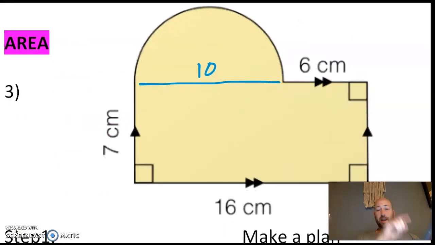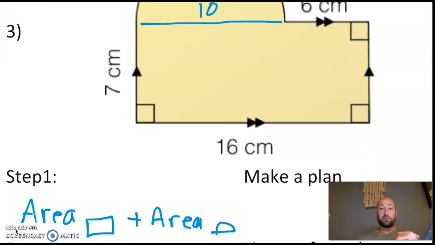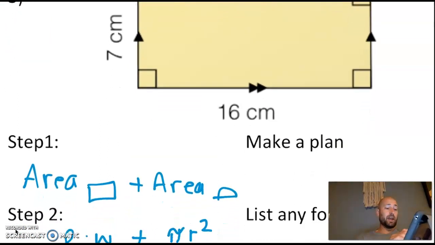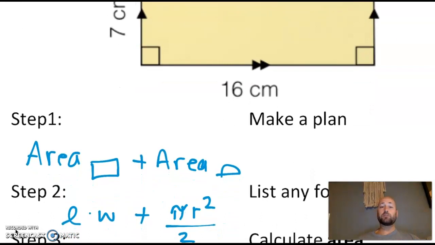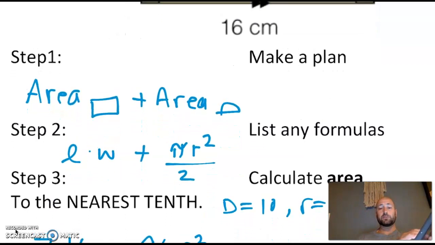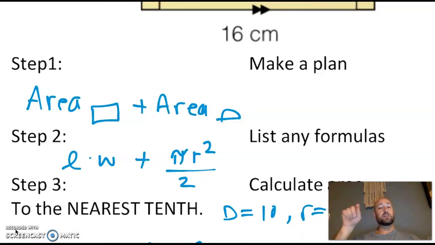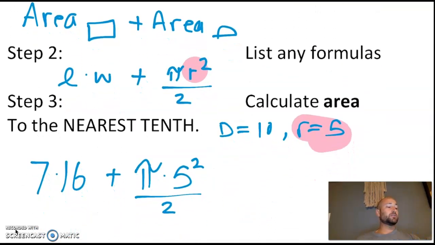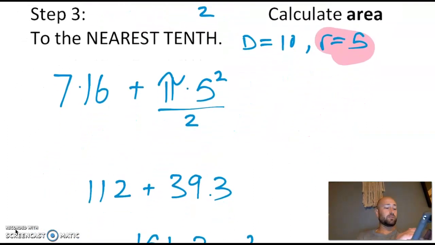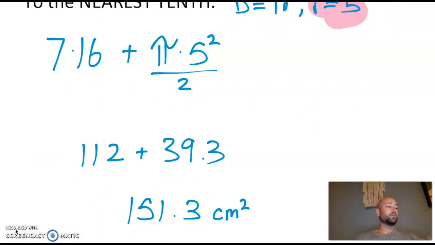My plan is to find the area of that rectangle and add it to the area of the half circle. So length times width for a rectangle, pi r squared is the circle, then divided by 2 because it's only half the circle. Okay, the diameter is 10, so I need the radius this time. The radius is 5. So here I go. 17 times 6 plus pi times 5 squared, again divided by 2 because it's only half a circle. So 112 plus 39.3, you can round it to the nearest tenth, is 151.3 centimeters squared because we are dealing with area.